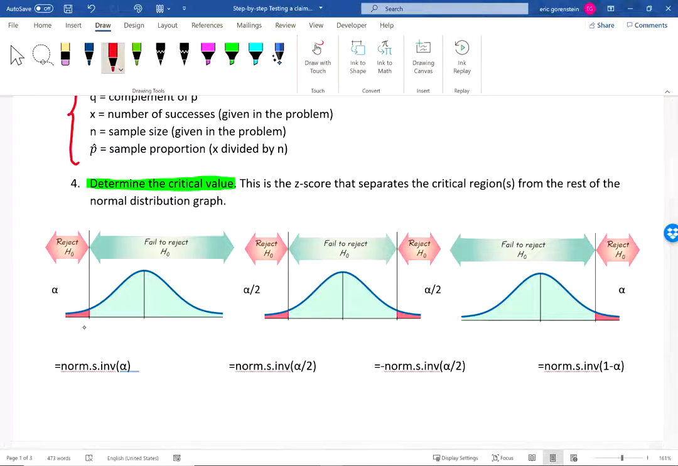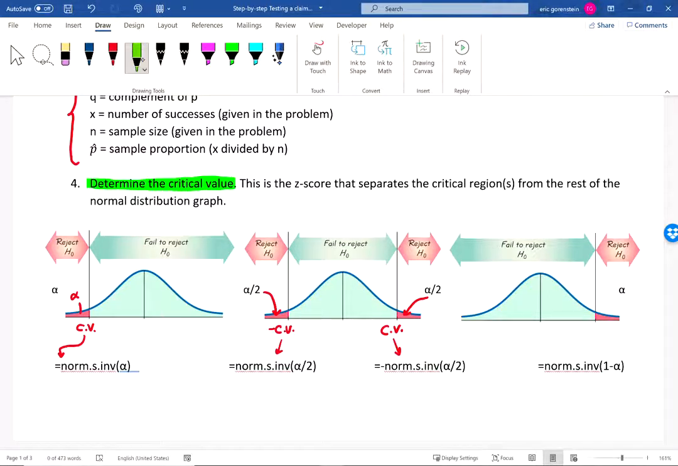So for this critical value here, where this red shaded area, that's alpha. We're using norm.s.inv, and then the alpha in the parentheses is the argument of the function. Or if it's a two-tailed test, half of alpha is on the left. We saw this in the previous chapter with confidence interval estimates. Half of alpha is on the right. So we have a negative critical value. We have a positive critical value. And so we have these 2 Excel functions for that.